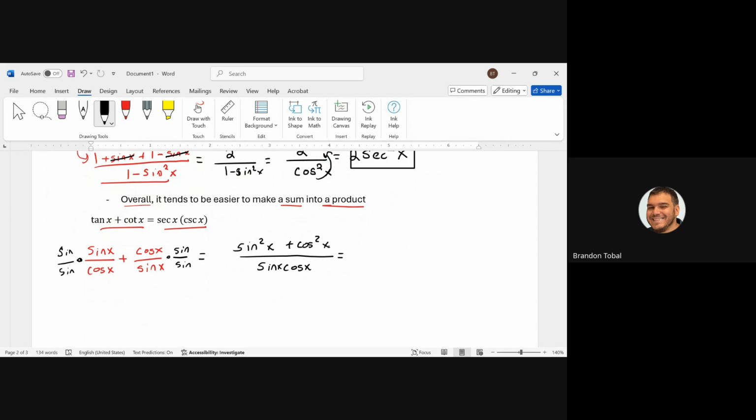So the Pythagorean identity on top makes sine squared plus cosine squared equal 1. Sine x, cos x. Wait a second. I know I'm going to secant and cosecant. When I move sine up, it becomes cosecant. And when we move cosine up, it becomes secant. So now I could just rewrite this as cosecant x times secant x, which matches the thing on the other side.